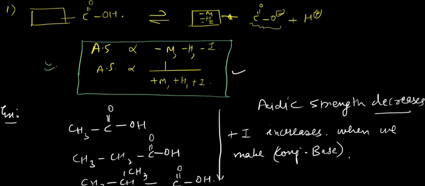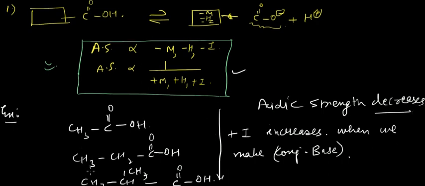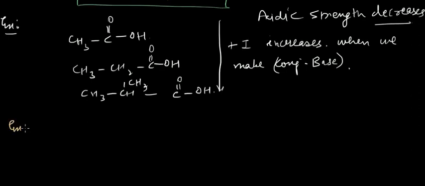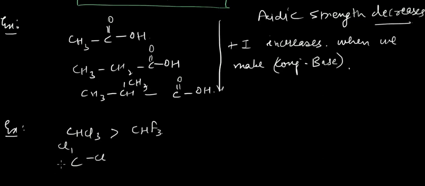Okay, so now let's look into more examples. We have CHCl3 and CHF3. So what would be the order of acidic strength? This is more than this. Why? Because in the conjugate base we are seeing that C has 3 chlorine attached to it, and in this case it has 3 fluorine attached to it.